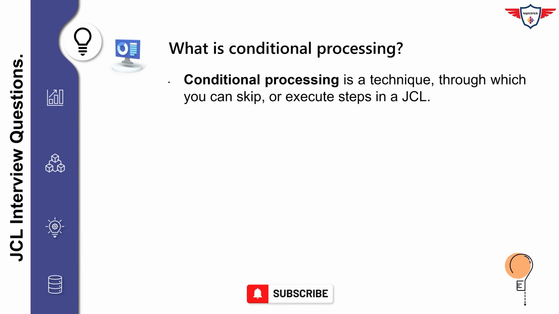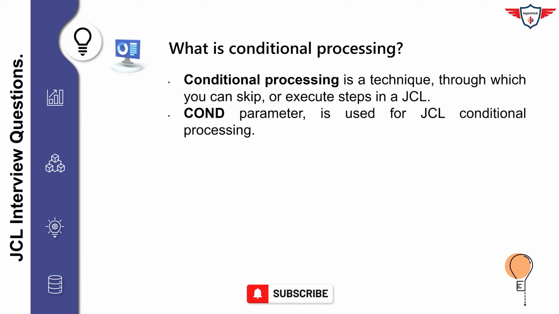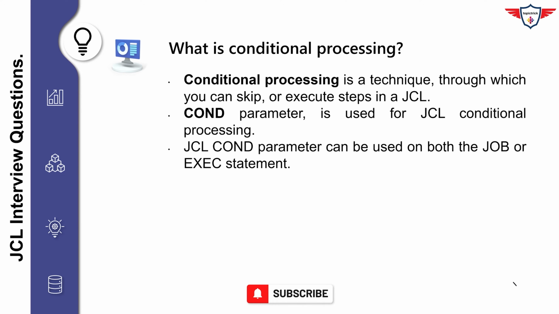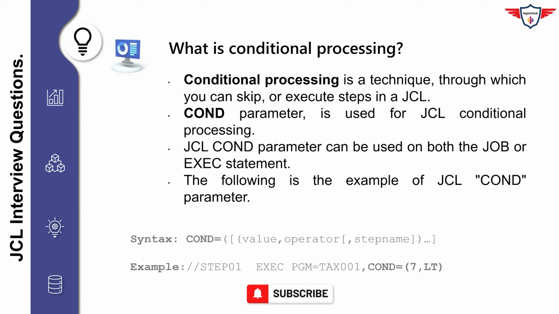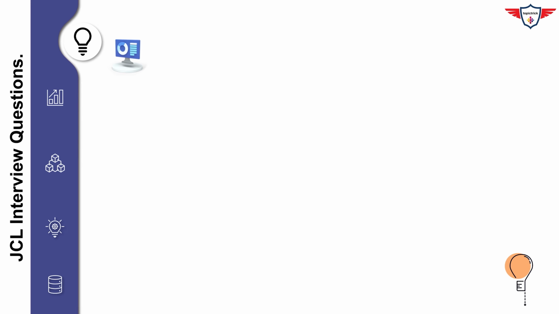What is conditional processing of JCL? Conditional processing is a technique through which you can skip or execute steps in a JCL. The COND parameter is generally used in JCL for conditional processing. You can use the JCL COND parameter on both the job control statement or the execute control statement. The following is the syntax of the JCL COND parameter.